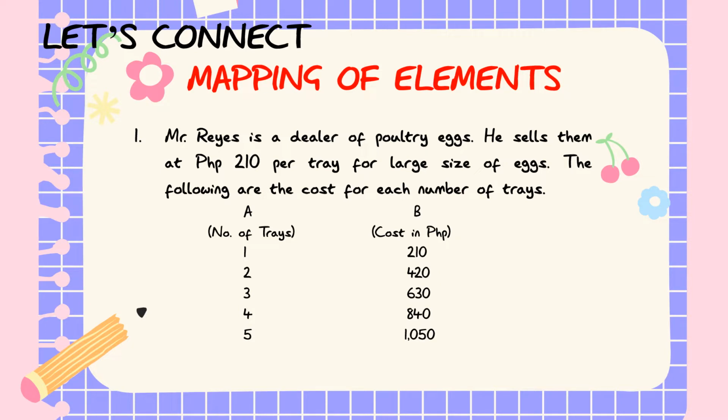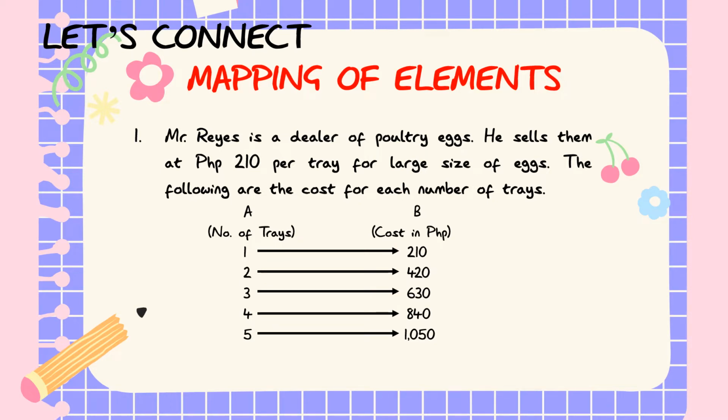So in mapping of elements, we use arrows to represent the correspondence of the elements. So one tray costs 210 pesos, 2 trays cost 420 pesos, 3 trays cost 630 pesos, 4 trays cost 840 pesos, and 5 trays cost 1,050 pesos.